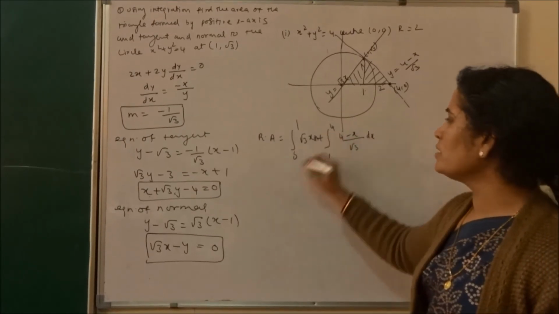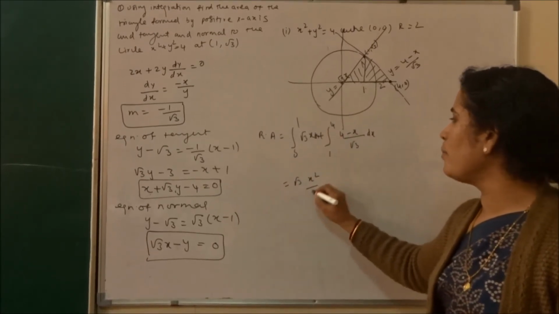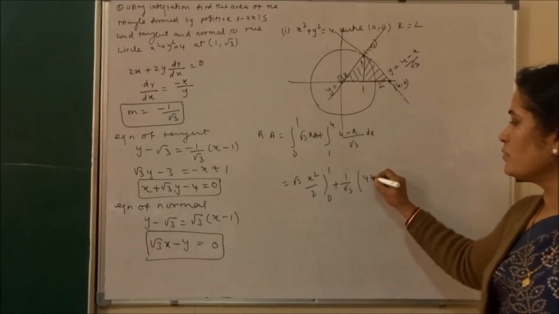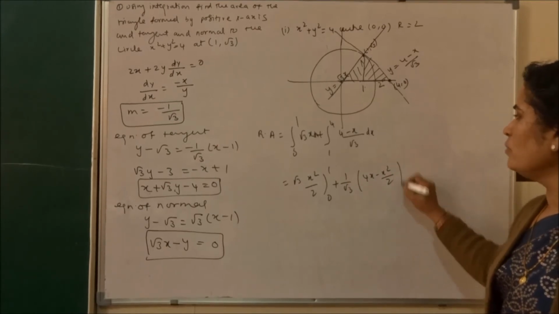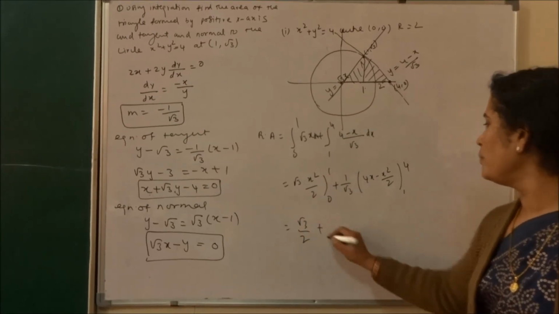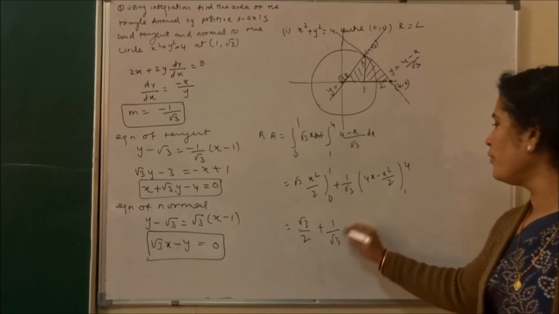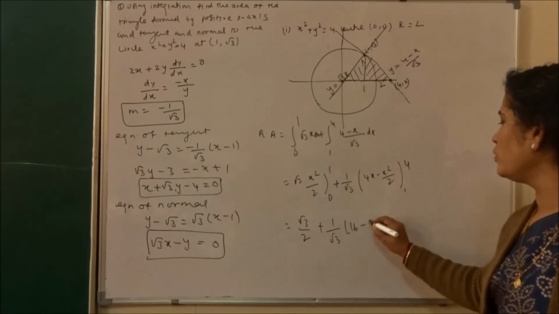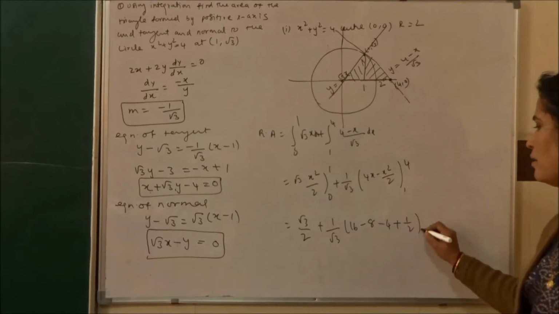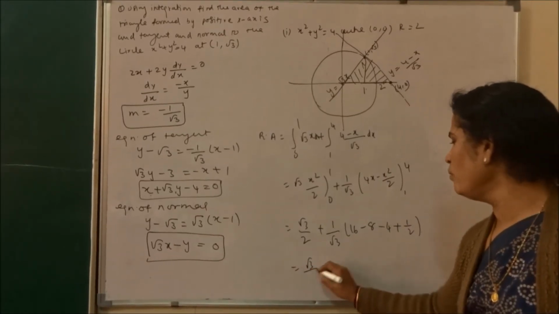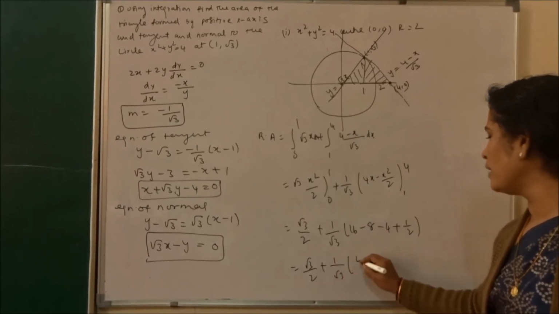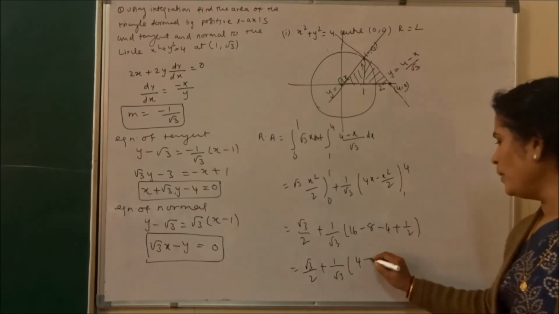Clear to you? Now that is equal to root 3 times x square by 2, the limit is 0 to 1, plus 1 upon root 3, take it outside, so that is 4x minus x square by 2, from 1 to 4. If I put the upper limit, root 3 upon 2, and then plus 1 by root 3 into, if I put the upper limit, 16 minus 16 by 2, that is 8, minus the lower limit, minus 4 and then plus 1 by 2. Clear? Now that is equal to root 3 by 2 and then plus 1 by root 3 into, that becomes 4 plus 1 by 2. Am I correct?